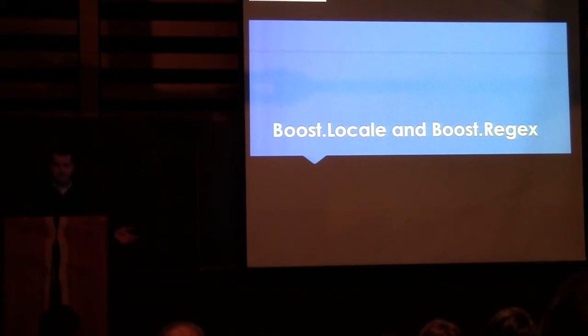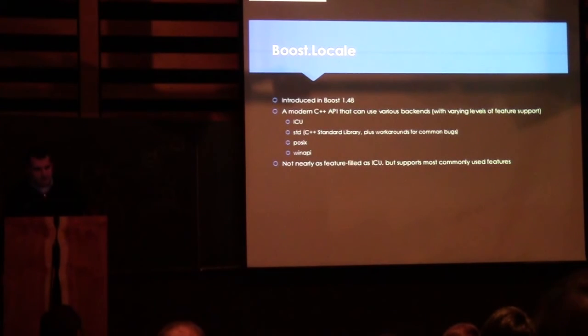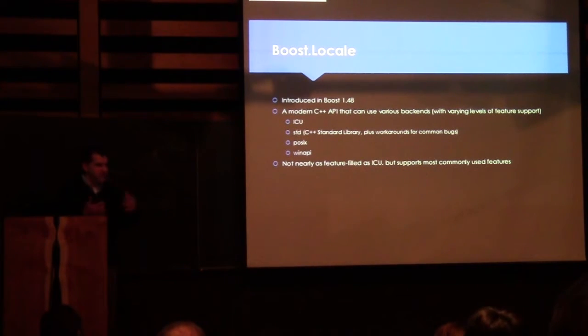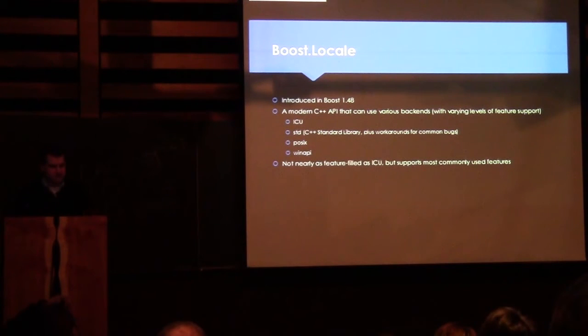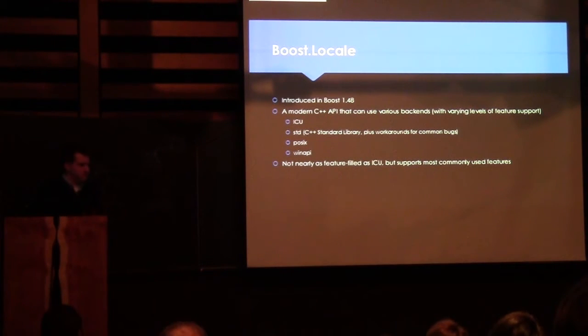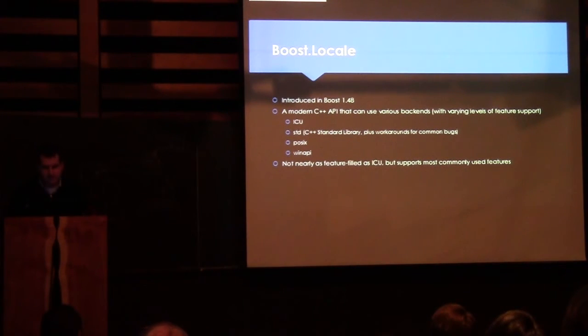There's a library, Boost.Locale. It was introduced in Boost 1.48, and it's basically a modern C++ API, and it doesn't have all of the Unicode logic inside of it. Instead, it uses another backend that provides all the Unicode functionality. So, for example, it can use ICU. You have to build it with ICU support. It can use the C++ standard library, which is limited to your platform's support for Unicode stuff. Or it can use the Windows API directly, or the POSIX APIs for working with Unicode strings. So it doesn't have support for most of ICU, but it has support for most of the commonly used features.